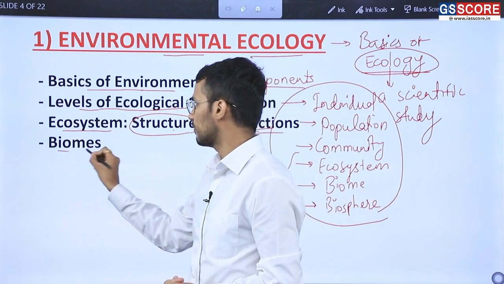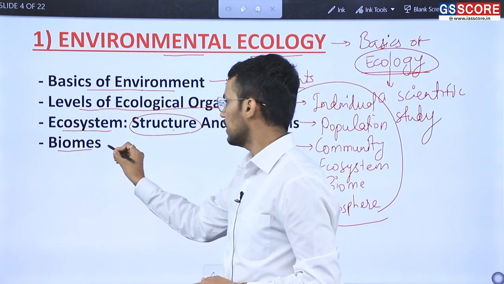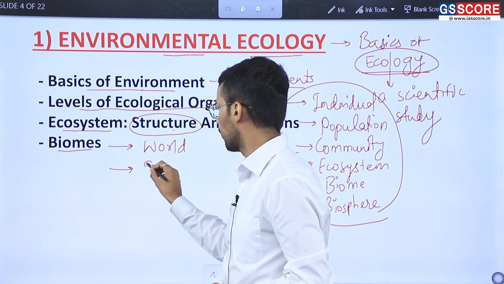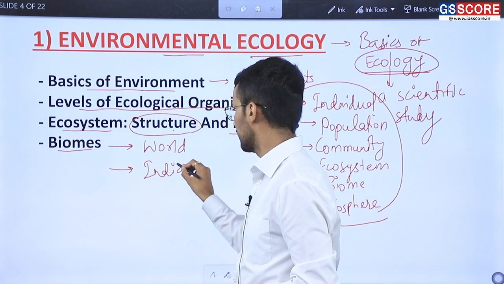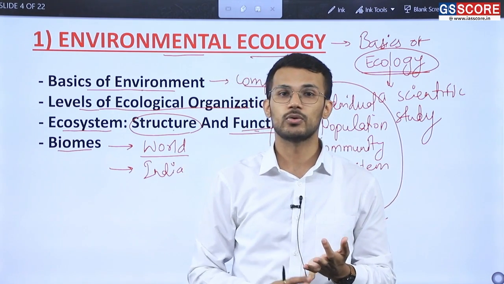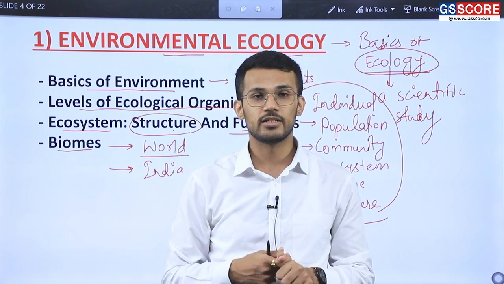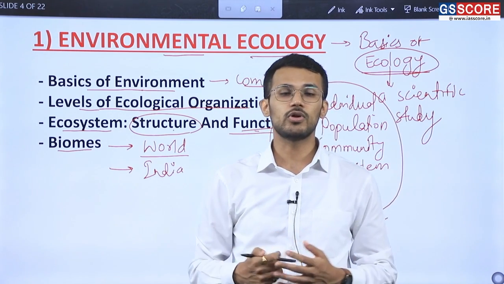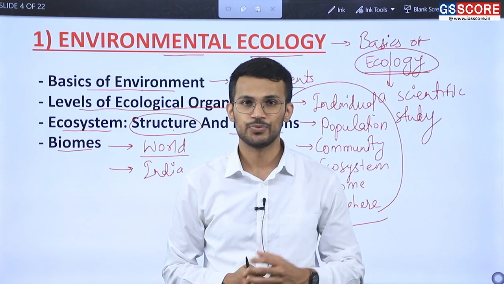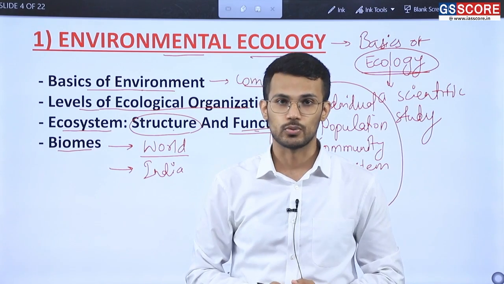Then comes the next level, and that is biomes, right? So when we study biomes, we have to study biomes of the world as well as biomes of India. For example, if we talk about biomes of the world, then we have different types of biomes like tundra biome, desert biome, forest biome, then grassland biome, Mediterranean biome, savanna biome. All these important types of biomes are the focus of UPSC's prelims examination, right? For example, in the 2021 prelims exam, they have asked a question on biome, right?